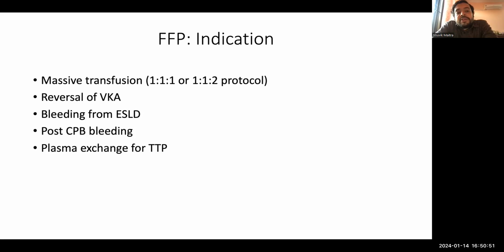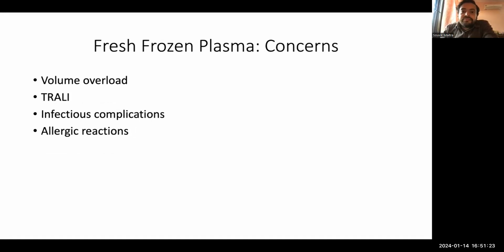Along with that, FFP can be used for reversal of vitamin K antagonist induced bleeding. It can also be used in patients with end-stage liver disease who are bleeding or need some procedure. It can be used in post-CPB bleeding also, if it is associated with a coagulopathy. And lastly, not truly a hemostatic indication, but in patients with thrombotic thrombocytopenic purpura, FFP is used for plasma exchange, and for other indications of plasma exchange also.